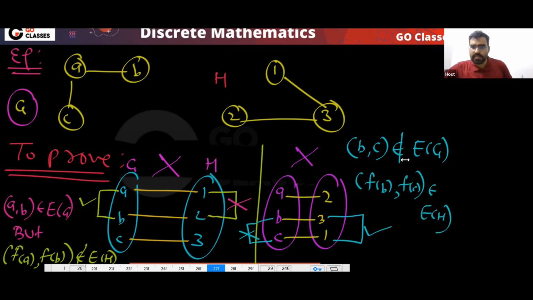So I can say yes or no. This bijection will also not preserve the edges. The edges are not preserved. So what to do? Can I say this is not isomorphic?